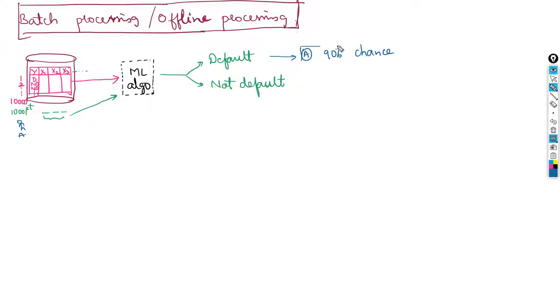The moment you get this information, you take it and write it back to your database, wherein you'll have another column which says probability of someone defaulting on the loan, and you enter the data here.